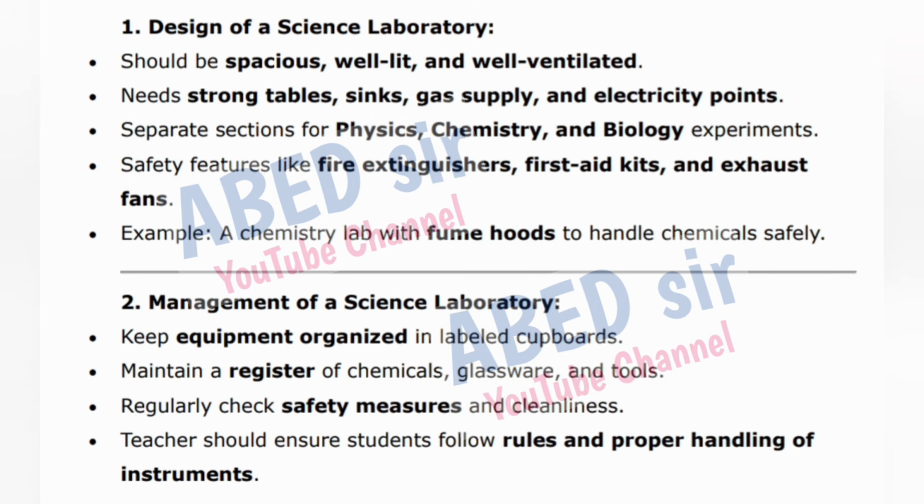1. Design of a science laboratory. Should be spacious, well-lit, and well-ventilated. Needs strong tables, sinks, gas supply, and electricity points. Separate sections for physics, chemistry, and biology experiments. Safety features like fire extinguishers, first aid kits, and exhaust fans. Example: a chemistry lab with fume hoods to handle chemicals safely.